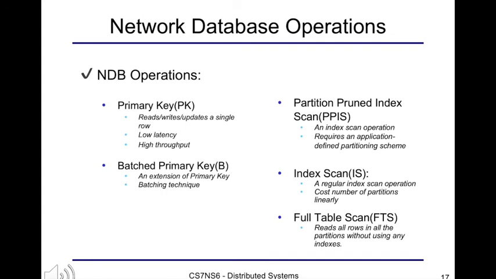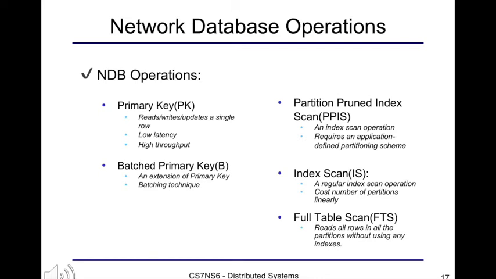Primary key operation reads, writes, or updates a single row from a table in NDB using appropriate locks. NDB provides low latency and high throughput for this type of operation. It's the most efficient operation because it only goes to a single partition. It distributes the rows in a table based on the primary key if an application-defined partitioning is not used. If an application-defined partitioning is used, then NDB uses the partition key instead.